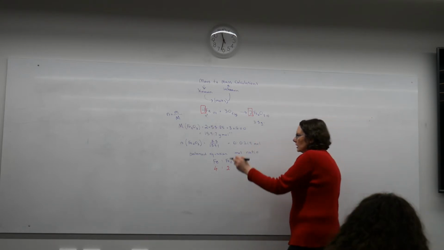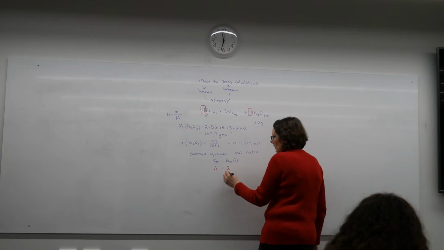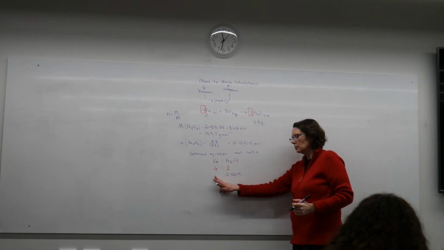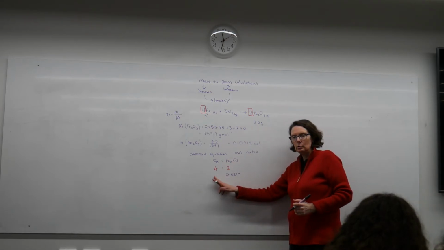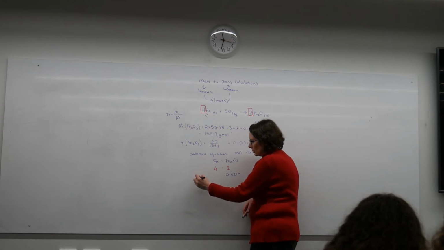So this is telling me that if this is how much I actually want to make, 0.0219 moles, the mole ratio tells me I actually need twice as much of iron, don't I? Twice as many moles. So what I'm going to need is 2 times this.